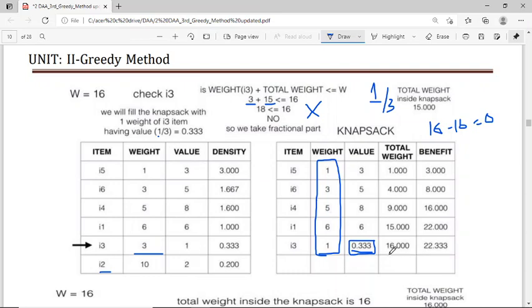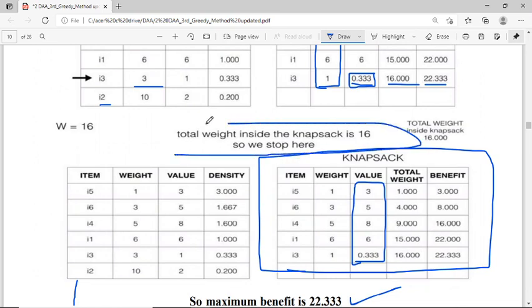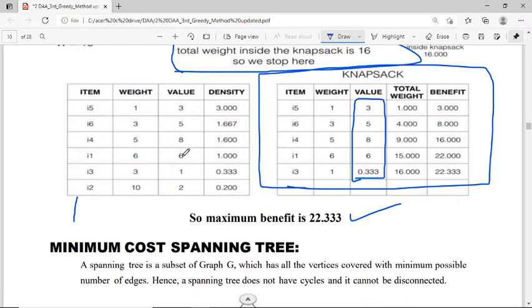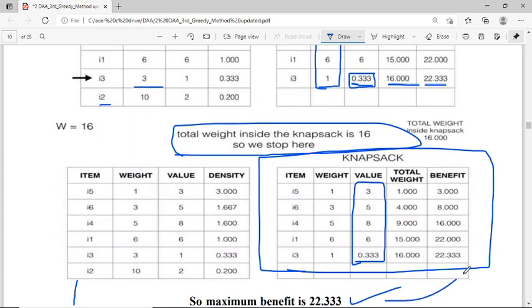So the total weight is 16. And what is the benefit, what is the profit you are getting? You are getting 22.333. Now in the next step, we don't have space in our bag to add any more items. So here we stop, and this is our total answer. What is the answer? 22.333. This is the final answer.